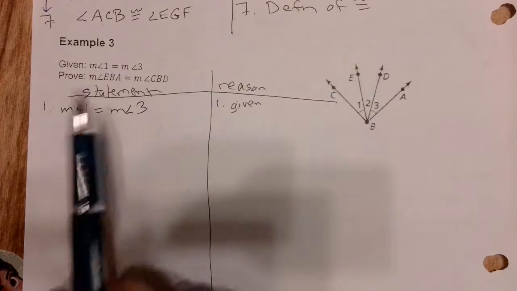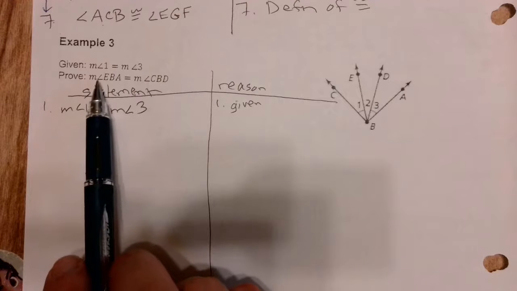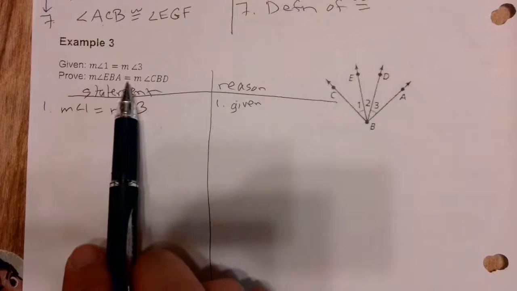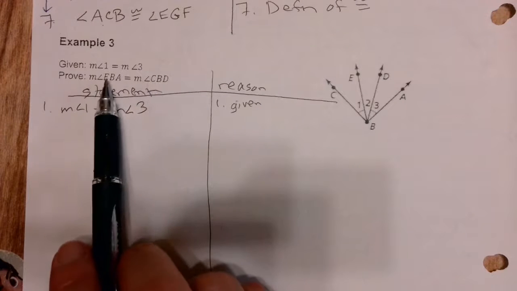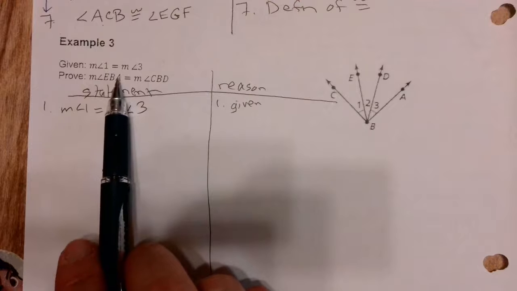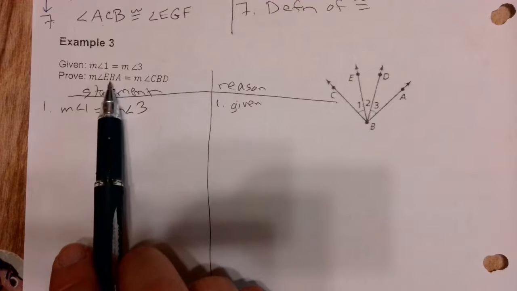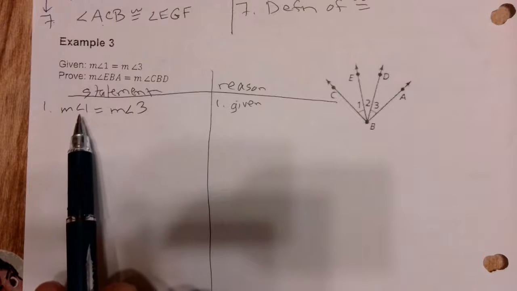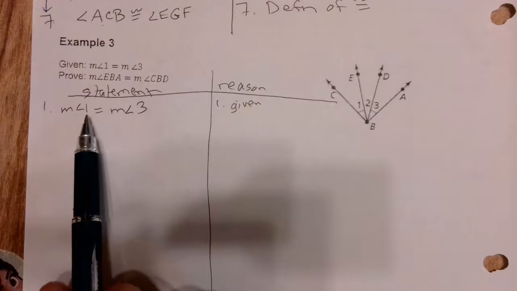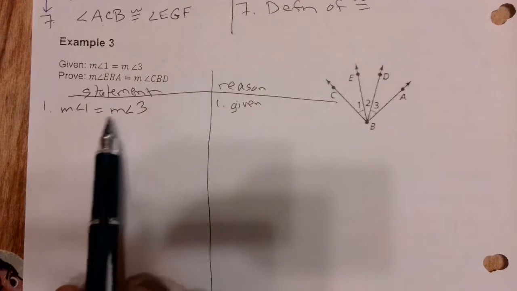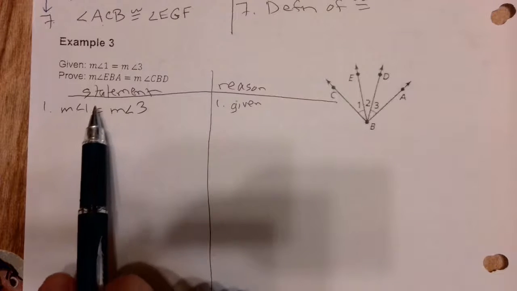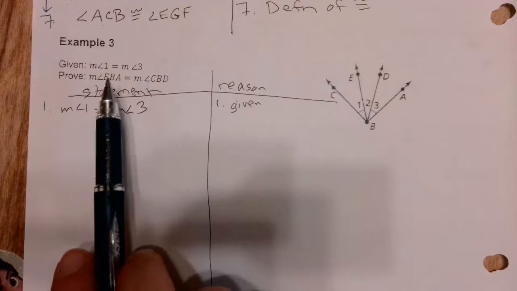Now look at where we're needing to go, though. We're needing to go all the way to the measure of angle EBA is equal to the measure of angle CBD. So where is EBA? Why did I jump to the prove? I jumped to this part because I don't know where to go after line 1. When I put this one down, there's nothing obvious to me. The only thing that I would obviously do to this would be to turn it into congruent. But that doesn't seem right because there are no congruent signs in this proof.